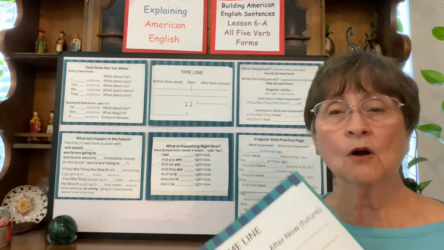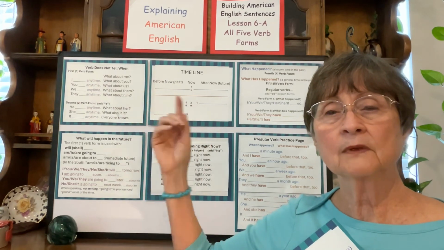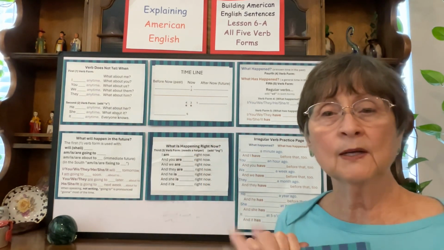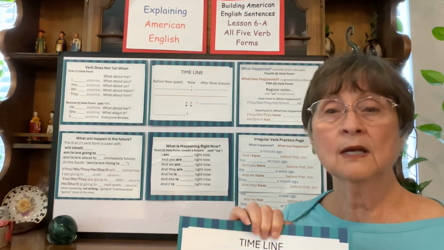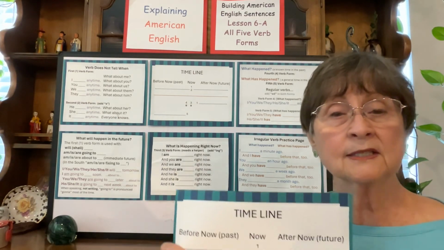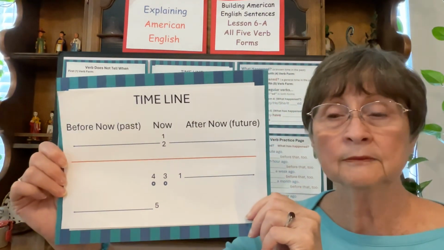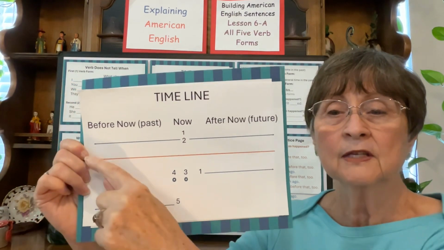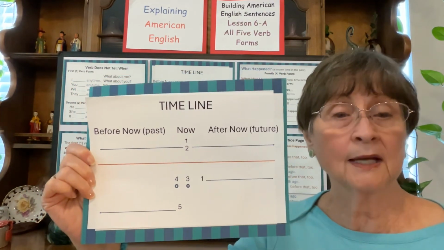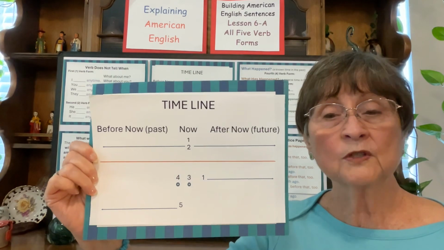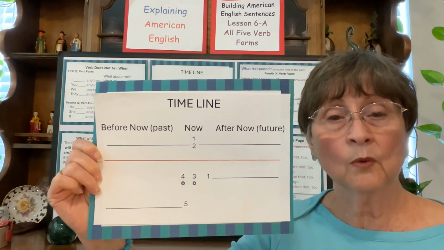Now I'm going to start with this middle section to explain why we have the 5 forms. It's because of where it fits in time. So look at this poster, and you see this red line, that's the timeline. The verb forms fit on the timeline somewhere.